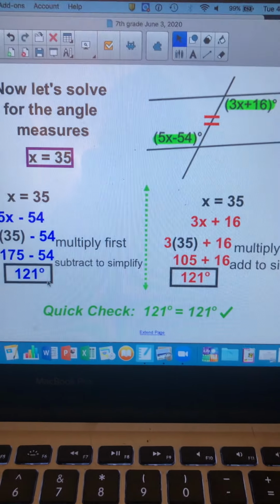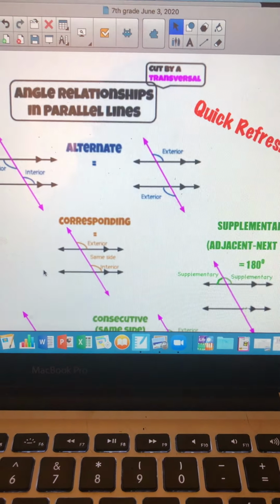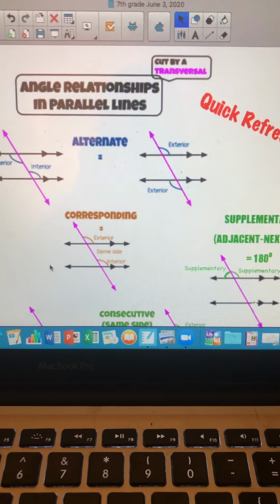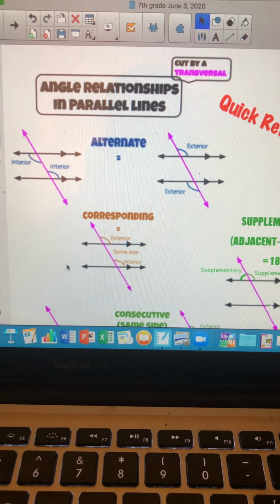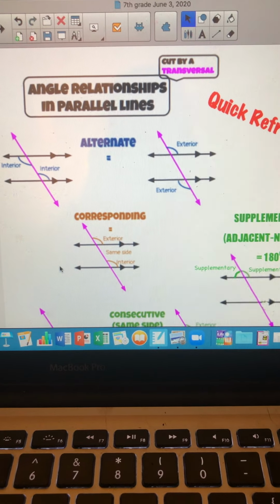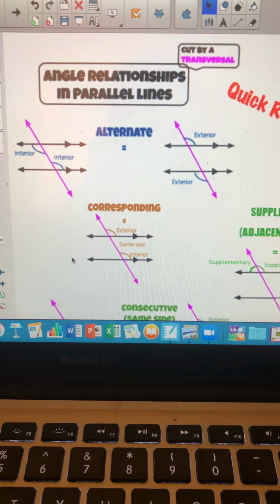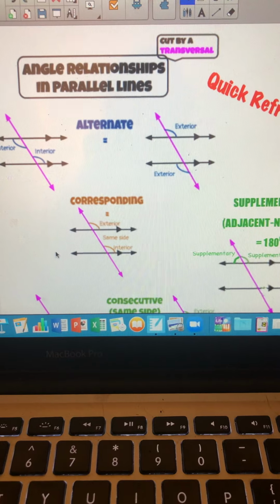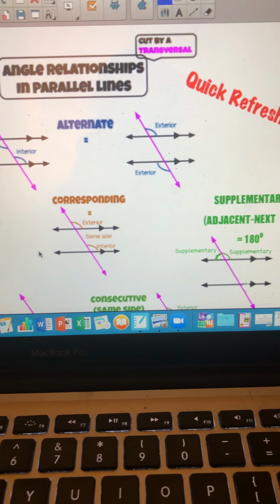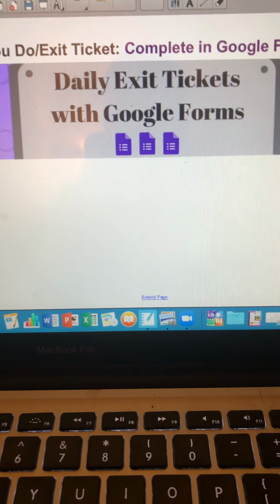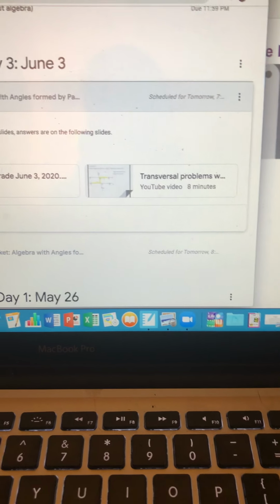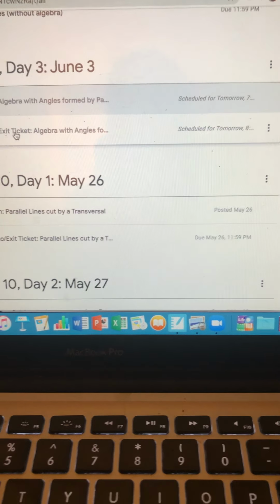So I hope this helped you guys. I modeled this lesson exactly off your Google form today. So if you're watching it, make sure each question is very similar to each question in your form. I hope that this helps. There's a refresher on the relationships to remind you which ones are equal and which ones are supplementary. Okay, and then you have your exit ticket to complete. I'll show you where that is and say goodbye.